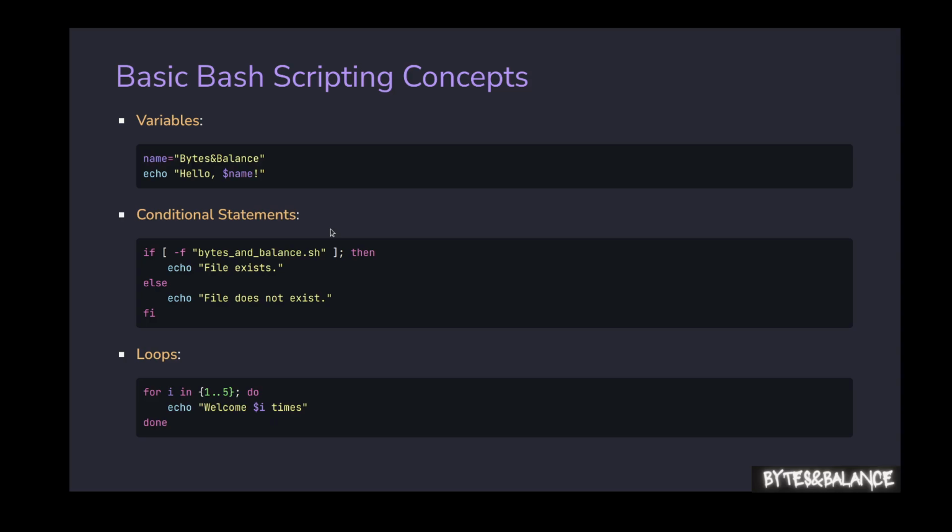Conditional statements. These let you perform actions based on certain conditions. For example, you can check if a file exists and print a message accordingly. This is useful for making decisions in your scripts. Or loops. Loops let you repeat commands multiple times. For example, you can use a loop to print a welcome message several times. This helps you automate repetitive tasks and manage large amounts of data more effectively.